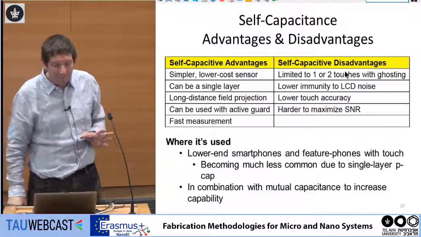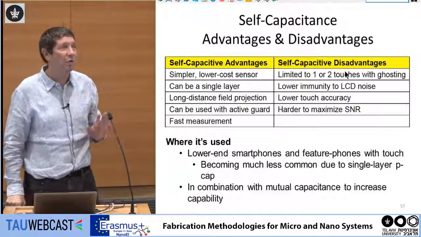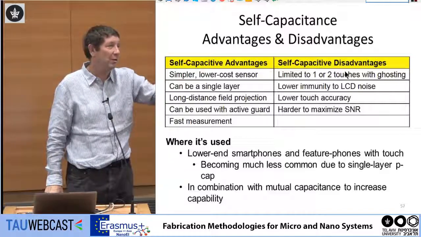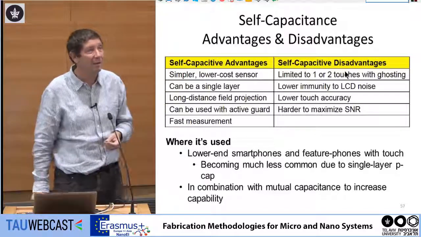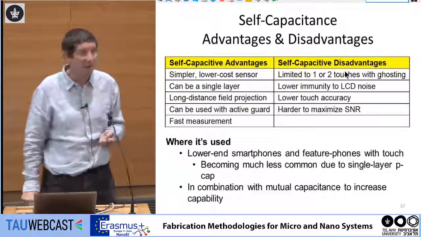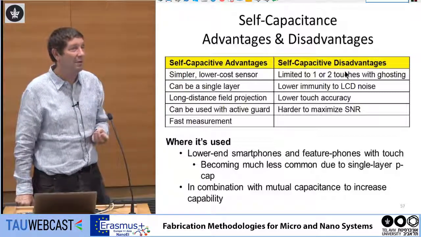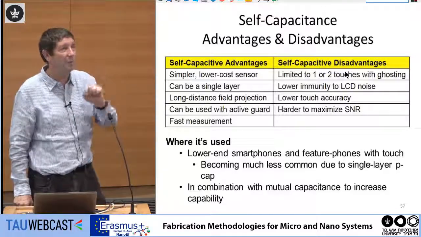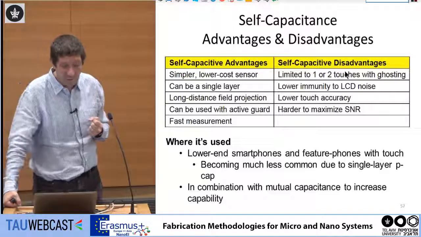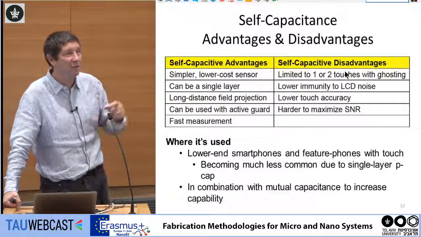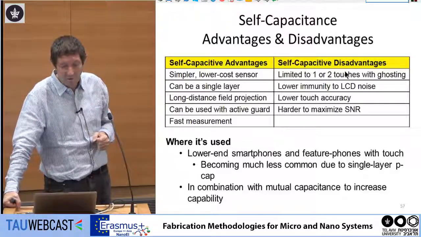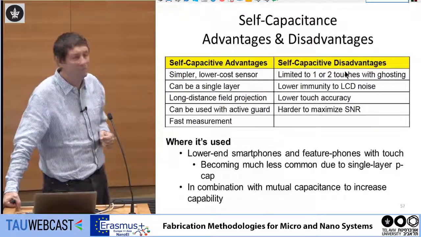Self-capacitance is simple. It can use a single layer. So in the process integration, you put a layer of insulator, polymer or glass, using chemical vapor deposition or sputtering, and then you put on top of it metal using sputtering or other methods, and then you need lithography to pattern the structure. So it's a relatively simple process. It's a long distance field projection, which means you can sense even when you are not touching, and it can be used with active guard. It's fast also.